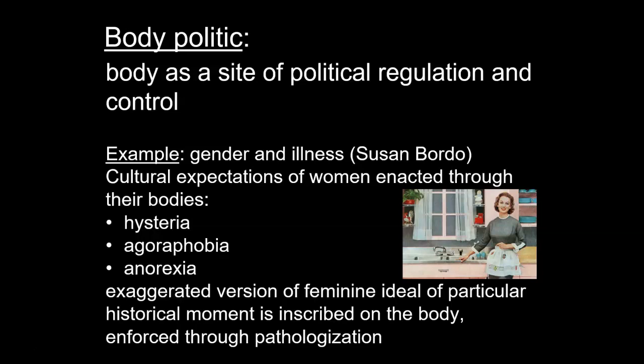The 3 examples she uses are hysteria, agoraphobia, and anorexia. And the one I'll focus on is agoraphobia, right, which is a fear of leaving your home base, right, fear of leaving your house. And so what she's talking about in this example is that there was a significant increase in agoraphobia among women in the 1950s and 60s. And it coincided, and she would say not coincidentally, with the rise in a cult of domesticity in the U.S.